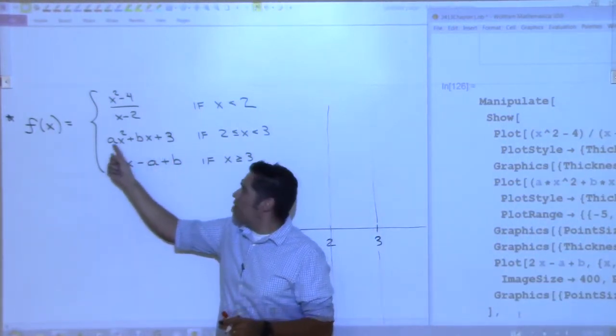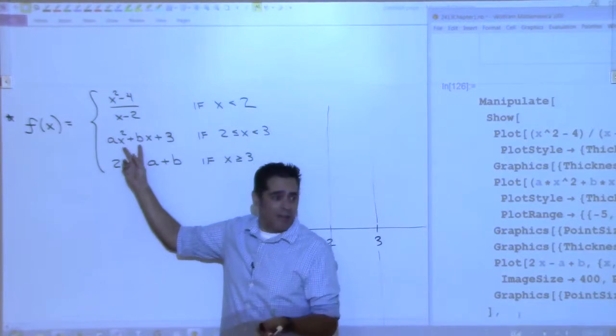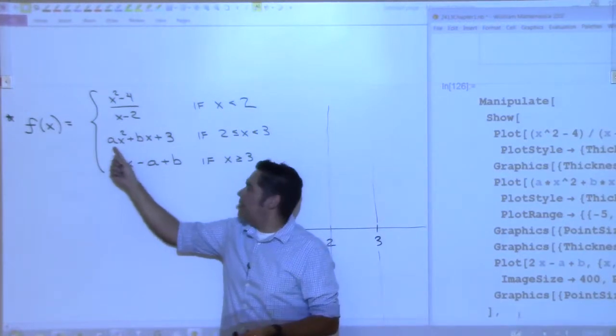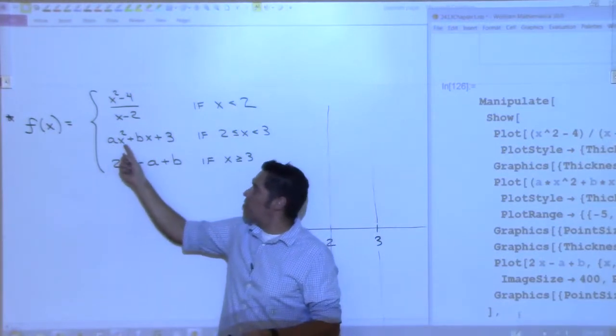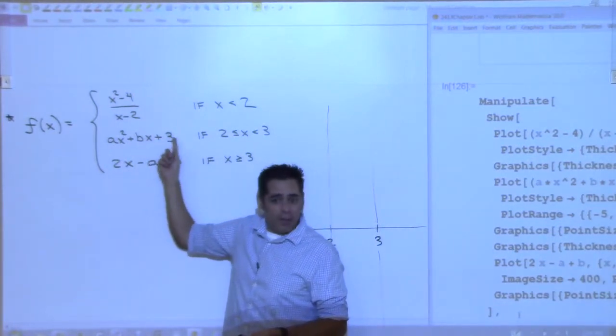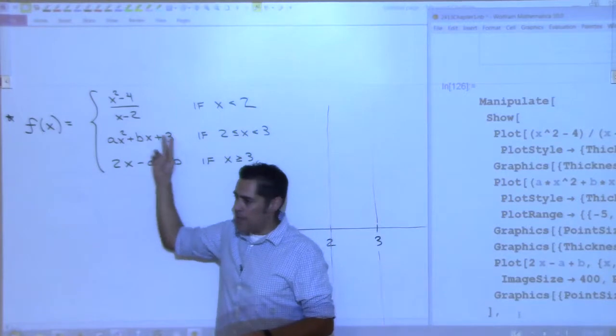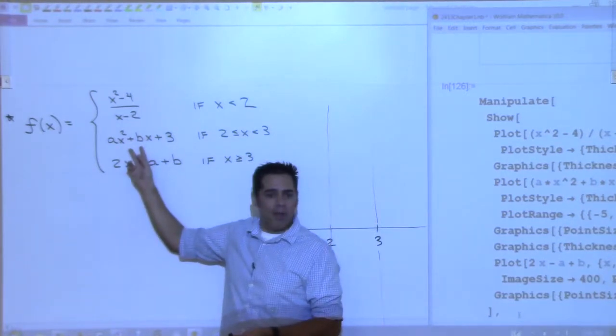But I'm not telling you what A and B are, which means this could be a lot of different quadratics, right? It could be like 4x squared plus 9x. It could be negative 2x squared plus 5x plus 3, right? So I'm not telling you what A and B are. But we all agree it's a parabola.